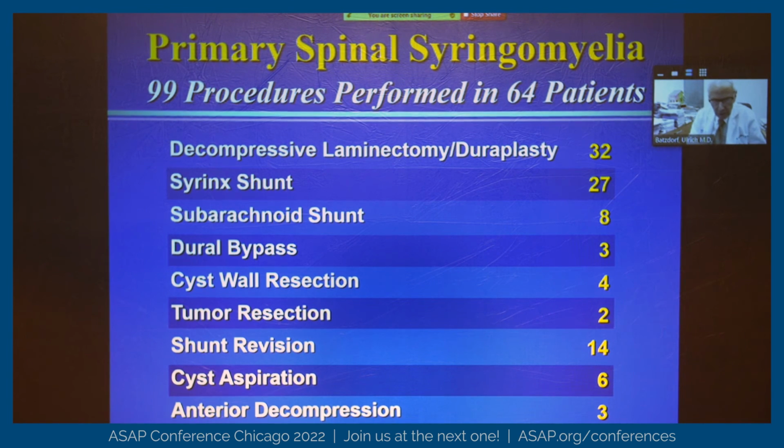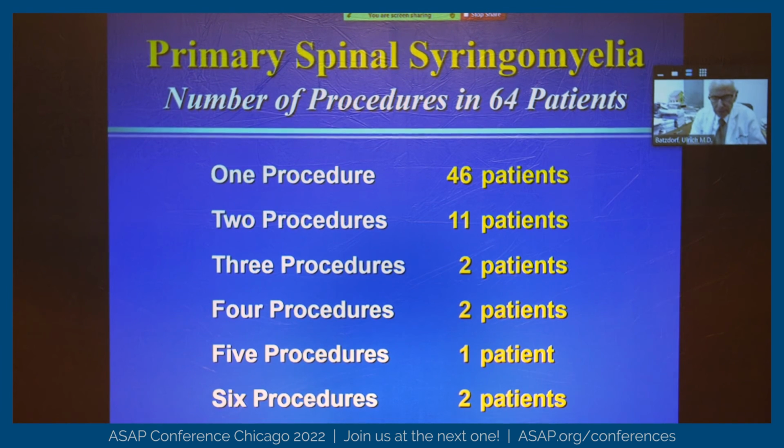All types of procedures have complications, but this is what we did some years ago. We've done more since. Decompressive laminectomy with duroplasty and syrinx shunting is very commonly done still for patients who have no other alternatives. And you can see that it's not uncommon for these patients to require more than one procedure.